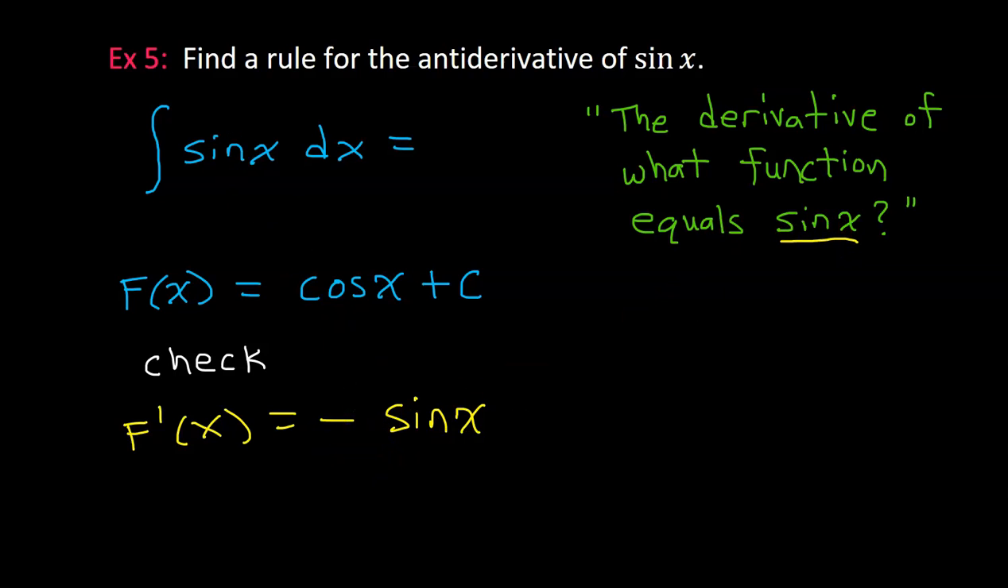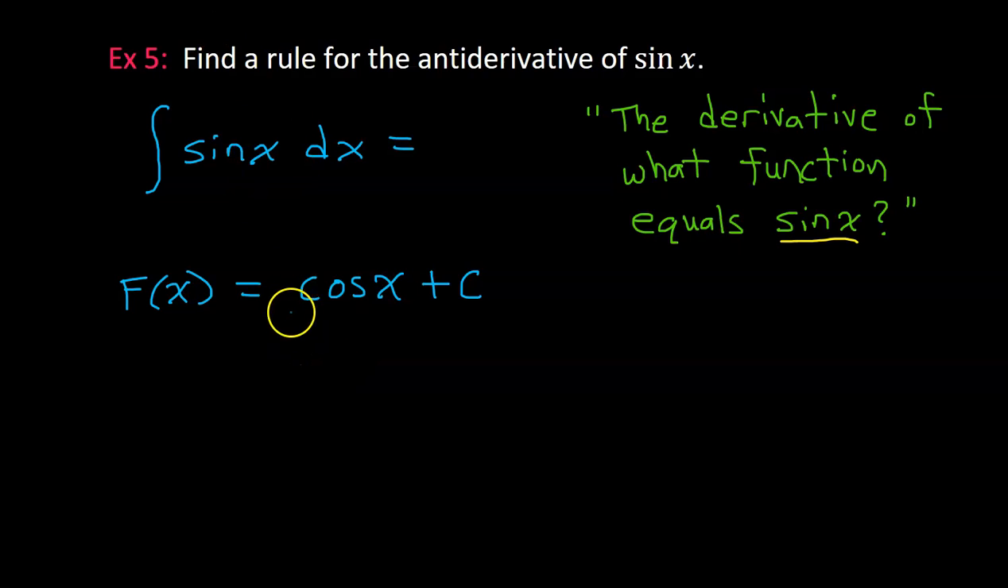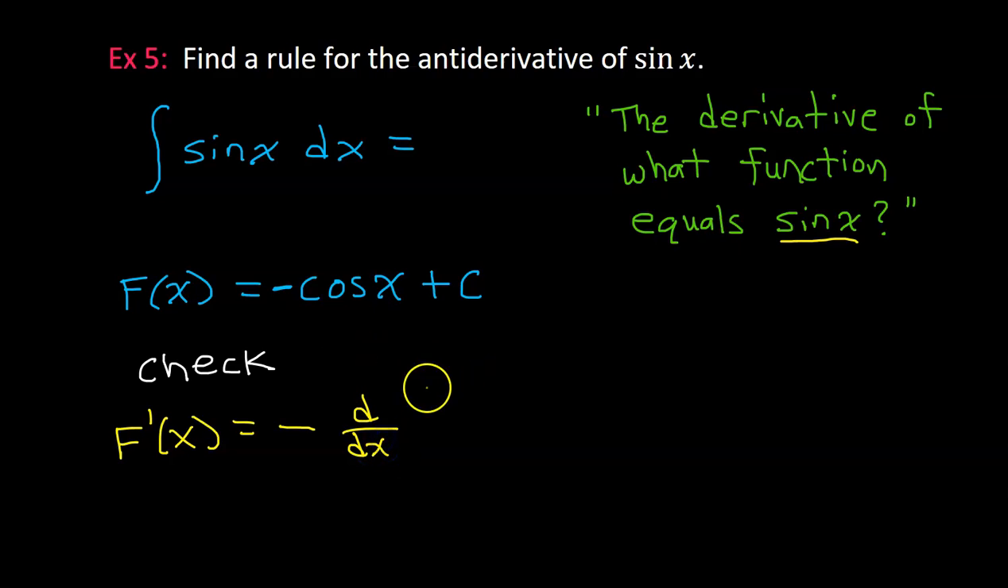So again, how can we modify this? How can we modify our initial guess to compensate for this extra negative sign? How about if we put an extra negative sign in the front of this? Will that solve the problem? Let's do our check again. So when we take the derivative of a function that has a negative sign in front, we're allowed to leave the negative sign out in the front and then go ahead and take the derivative of the remaining function.